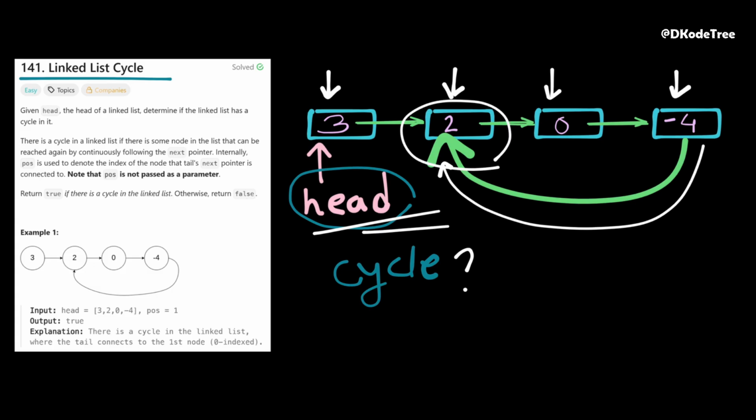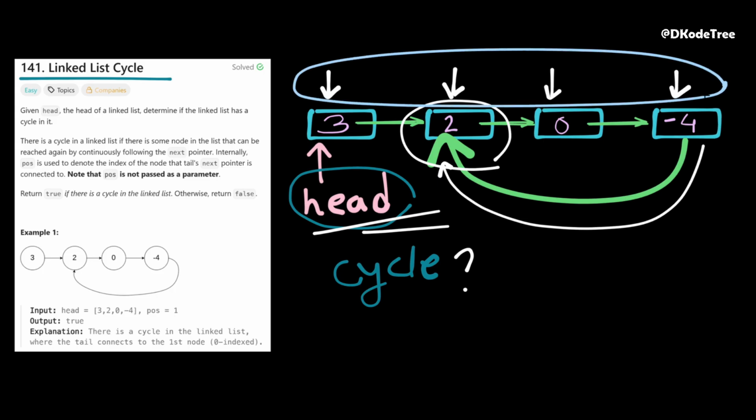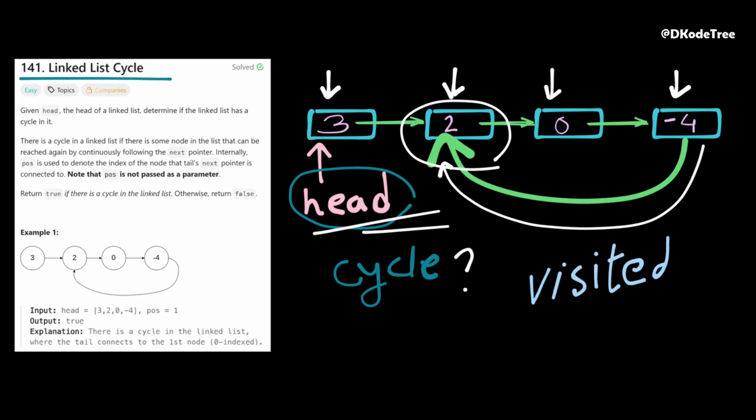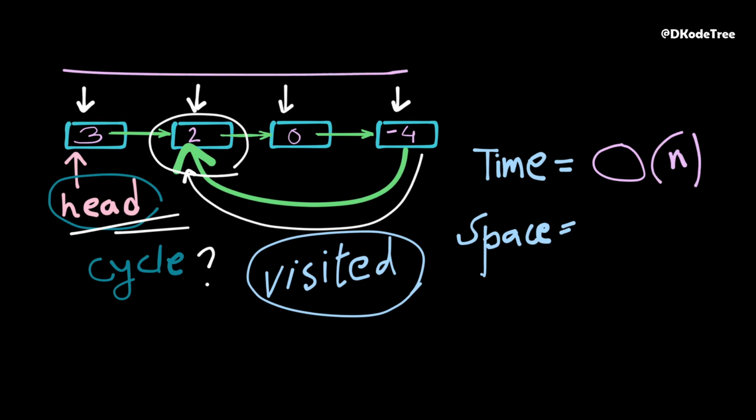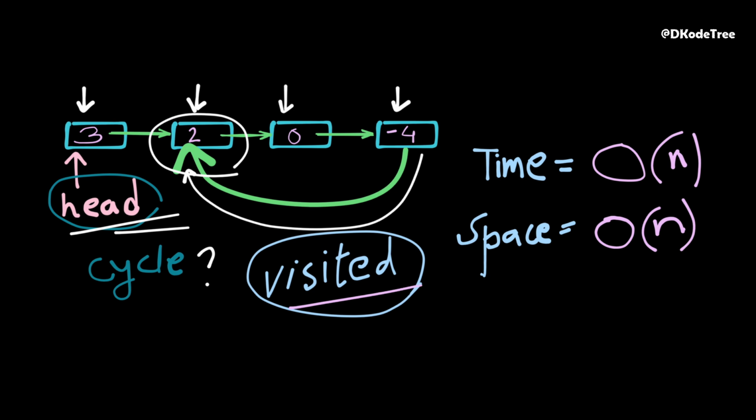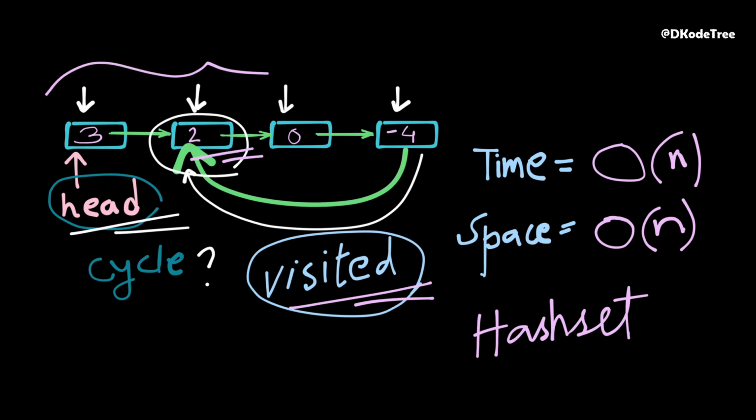So the simplest way to solve this problem is to keep track of the nodes that we have already visited or seen, and check if we encounter any of them again. This approach is very straightforward and takes O(n) time, since we may have to traverse through all the nodes before we detect a cycle. However, it also requires O(n) extra space because we need to store the already visited nodes in a separate data structure like a HashSet, so that we can efficiently compare any new node with the already seen nodes.